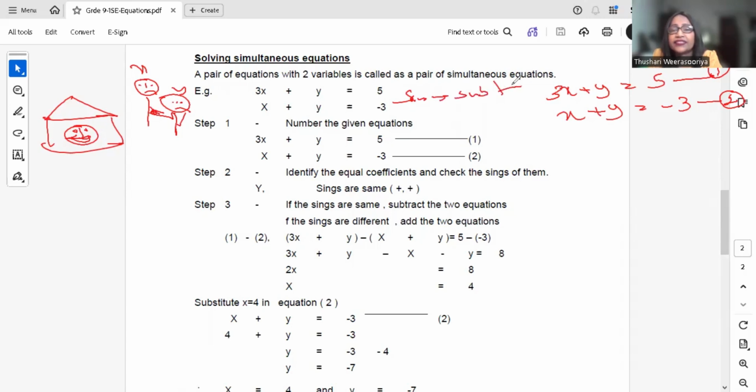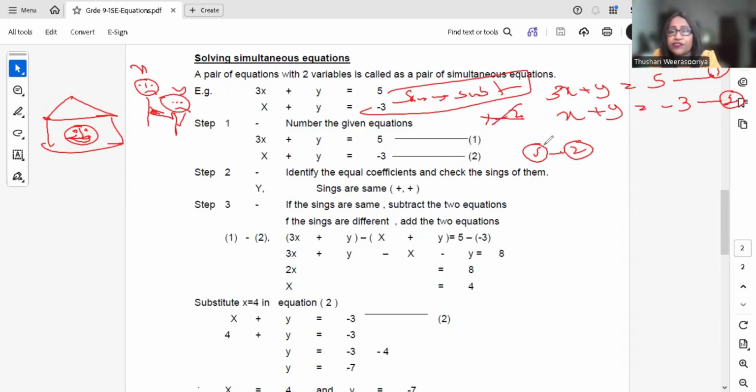Subtract. Same subtract. Keep it that way. Right? So I'm writing what you do, you write here: 1 minus 2. 1 minus 2. What's the meaning of that? You can't write 1 minus 2 like that. That's wrong. Right? First equation.